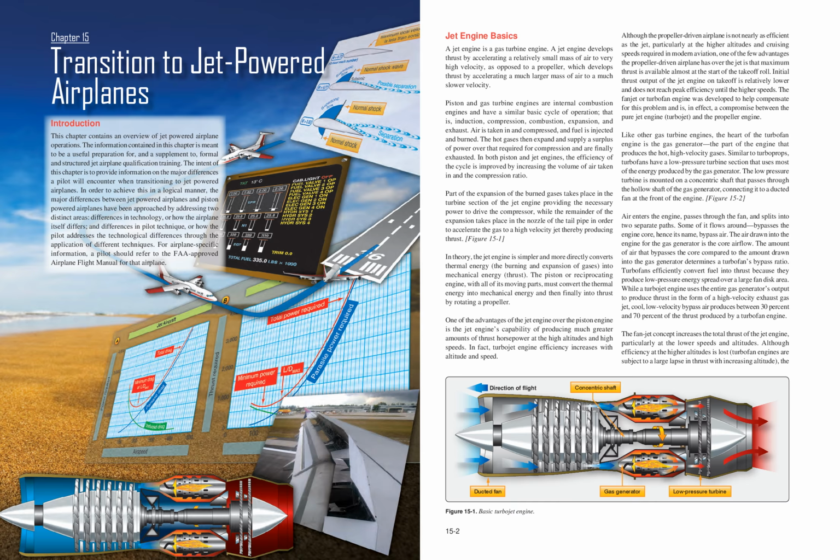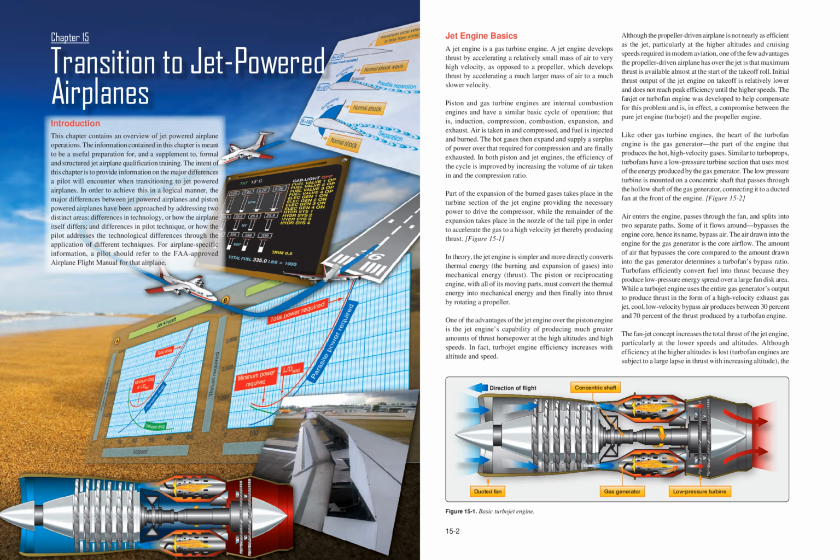The intent of this chapter is to provide information on the major differences a pilot will encounter when transitioning to jet-powered airplanes. In order to achieve this in a logical manner, the major differences between jet-powered airplanes and piston-powered airplanes have been approached by addressing two distinct areas: differences in technology, or how the airplane itself differs, and differences in pilot technique, or how the pilot addresses the technological differences through the application of different techniques. For airplane-specific information, a pilot should refer to the FAA-approved airplane flight manual for that airplane.